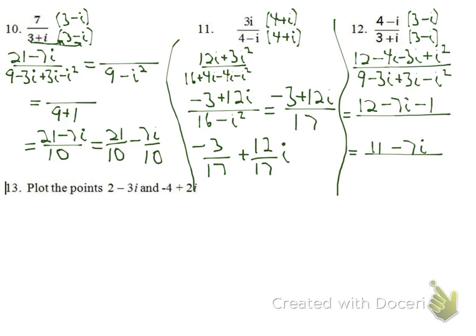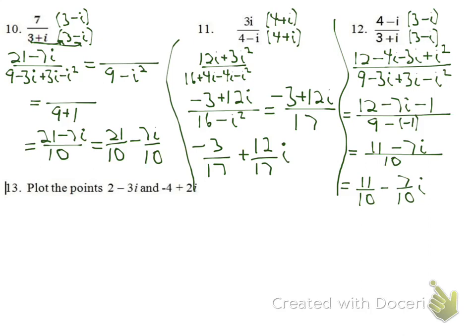So for the bottom, I have 9 plus 3i, negative 3i becomes 0, minus i squared, which is just minus negative 1, which becomes 10. So we write it as 11 over 10 minus 7 over 10 i.